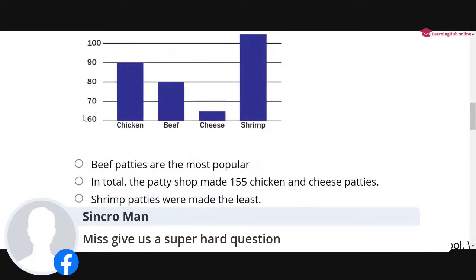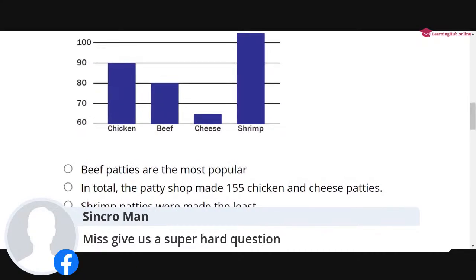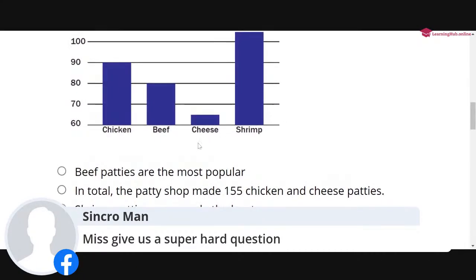So is this correct? Beef patties are the most popular. In total, the patty shop made 155 chicken and cheese patties. Shrimp patties were made the least. The patty shop made 104 shrimp patties. What's the answer? I hope you guys can see.